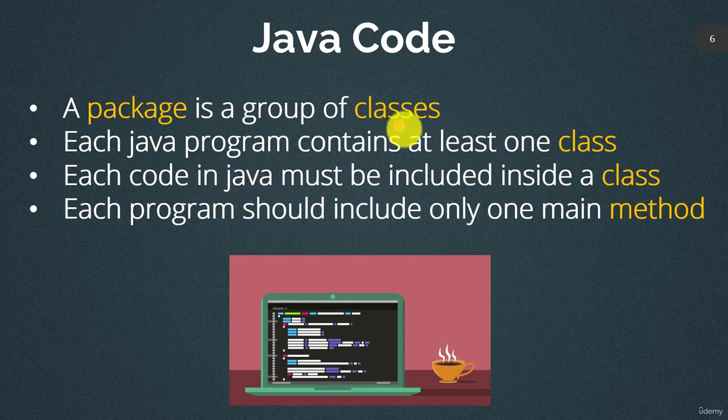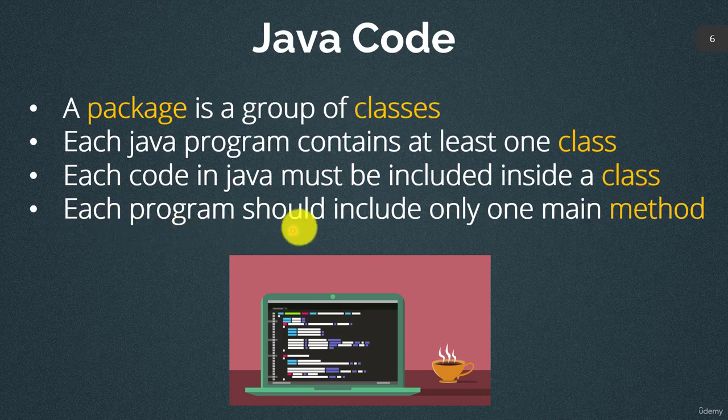Each Java program contains at least one class, so you cannot have a Java program that you can run unless it has at least one class. Each code in Java must be included inside a class. So if you are going to write a code, this code must be written inside a class.